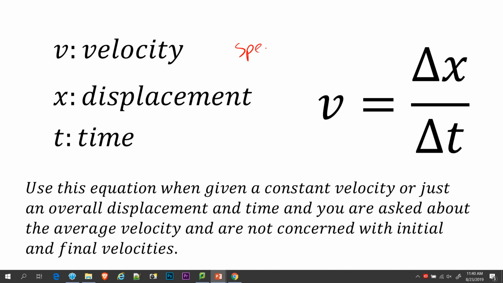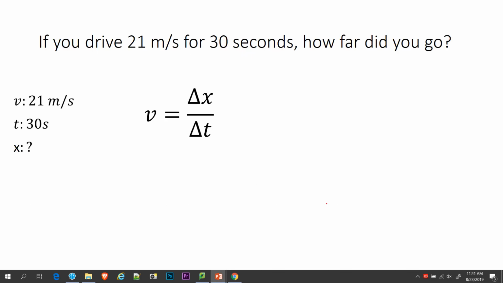If you're calculating speed, you're going to use distance instead of displacement. So you can switch these out for distance if you're trying to calculate speed. And I'm going to use this equation when I know I'm going the same rate the whole time, or I'm just concerned with the average velocity because I know the overall displacement and the overall time it took.